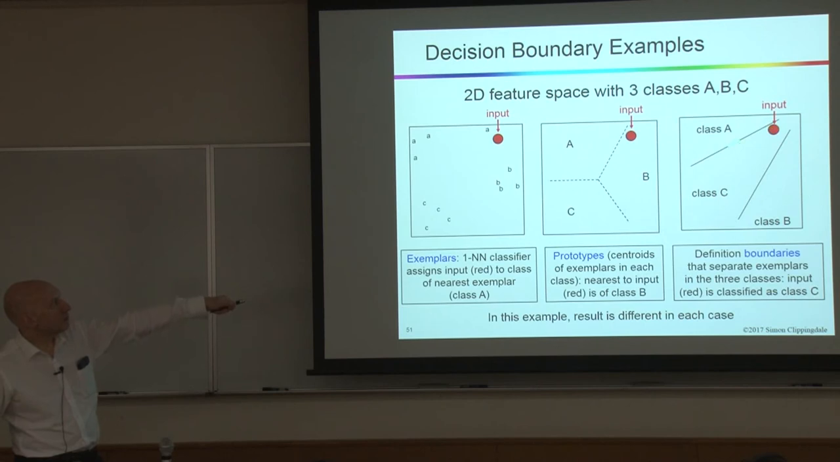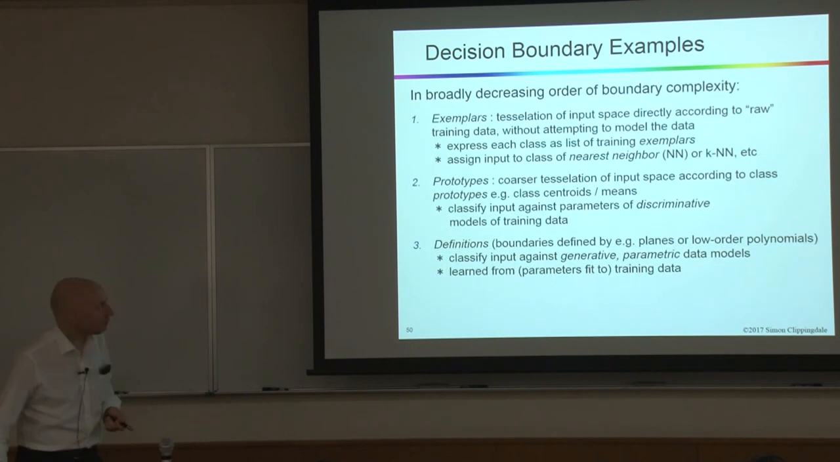Finally, we can draw lines, decision boundaries, which separate these classes. This line here separates A from the others, and this line here separates B and C. In this case, we could classify the input as class C because it's in this region here. So you can see that with the same training data and the same input, we get three different results. It can make a difference how you do this.